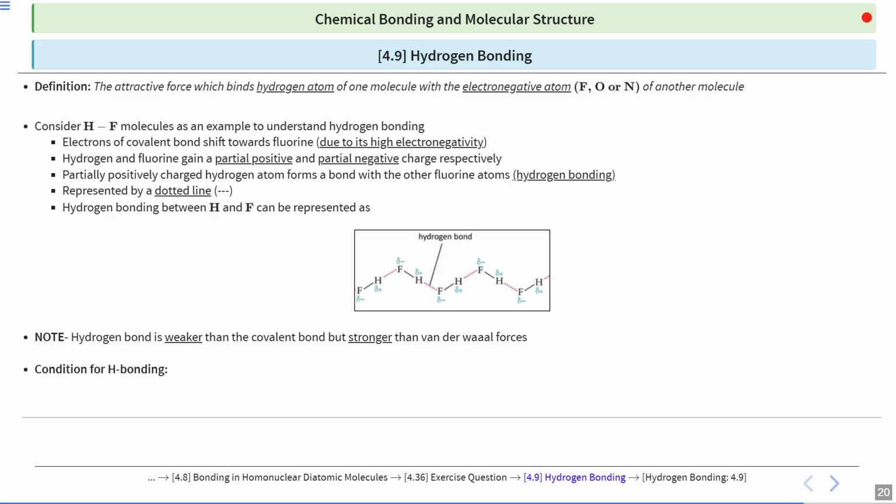Now, I said there are some criteria for the hydrogen to do hydrogen bonding. What is that criteria? The hydrogen which is capable of hydrogen bonding must be connected covalently to an electronegative element, and specifically three electronegative elements: fluorine, oxygen and nitrogen. If your hydrogen is attached directly to any of these three elements, then and only then will it be capable of hydrogen bonding.